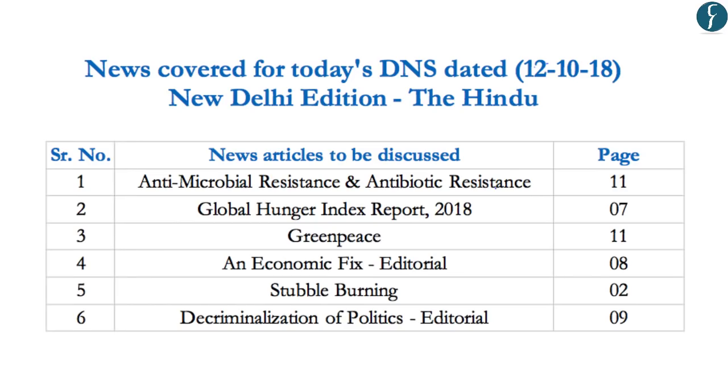Now, today we would be analyzing the Delhi edition of the Hindu newspaper of 12th of October 2018, and the news that will be covered today is given on the screen, and the timestamp for the same is given in the description and the comment section given below. And now, with this, let us start with the analysis of the first article.